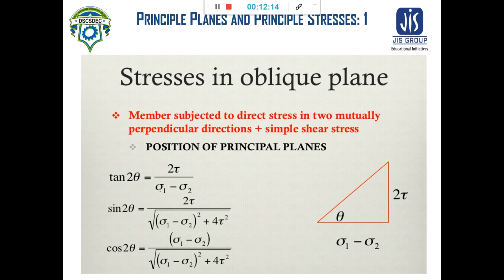Now from the Pythagoras theorem, we can find out that if this is 2 theta, then tan 2 theta means 2 tau by sigma 1 minus sigma 2. So this will be the 2 tau and this will be sigma 1 minus sigma 2, and accordingly we can find out the value of sin 2 theta and cos 2 theta. So the position of the principal plane will be theta equal to half tan inverse of 2 tau by sigma 1 minus sigma 2.